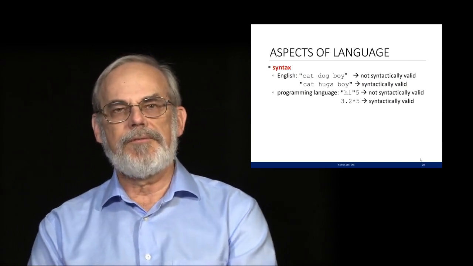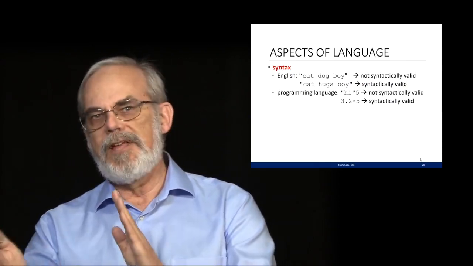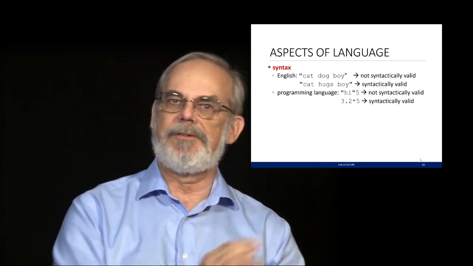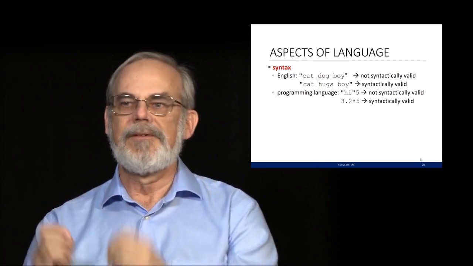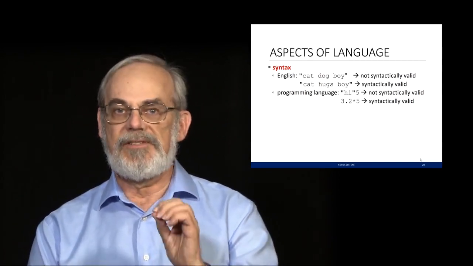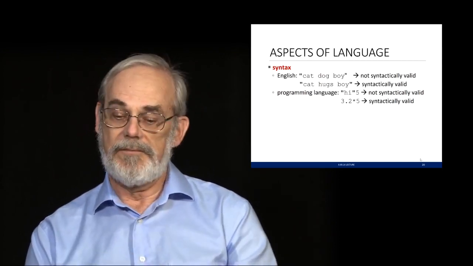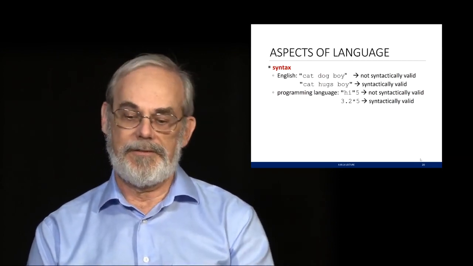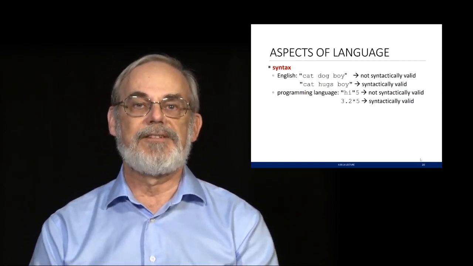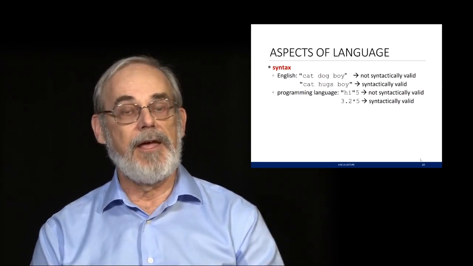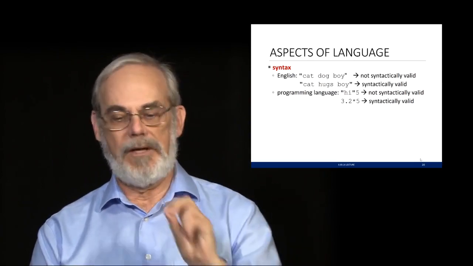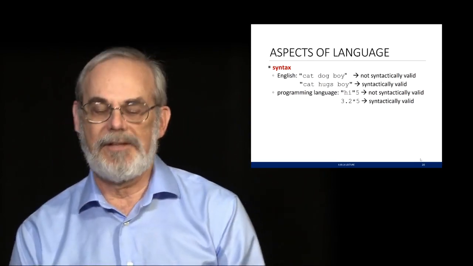When we put them together, we have to think about two different parts. This is taking you back to an English class, because we have both the syntax and the semantics. The syntax is that parsing of a sentence to know, is this a legal sentence or not? And some combinations of expressions are legal, some are not. For example, in English, "cat, dog, boy" is not syntactically valid. It does not make sense. There's no verb in there. On the other hand, "cat hugs boy" is syntactically valid. It is a noun, a verb, a noun. That's something that makes sense.